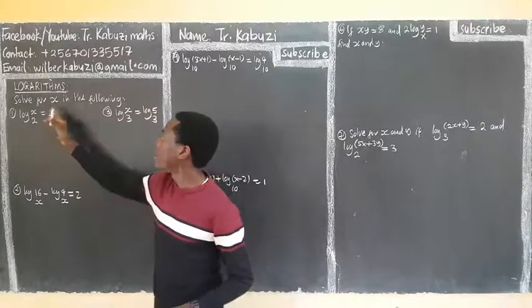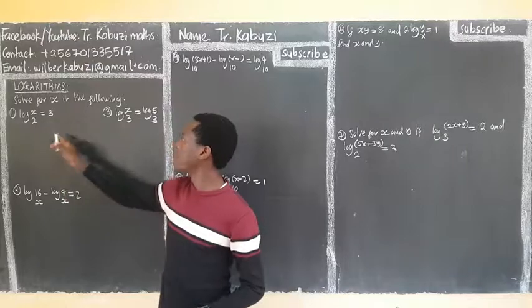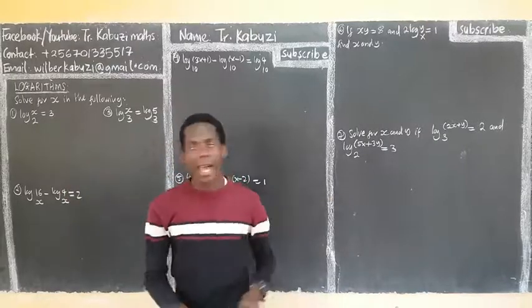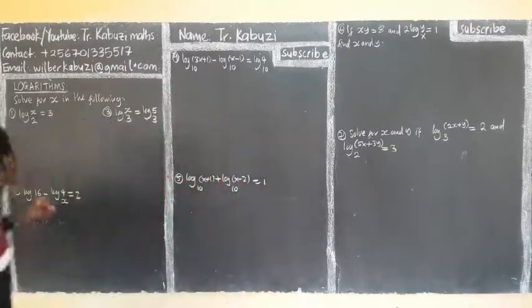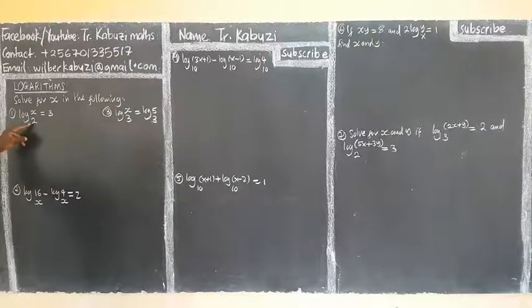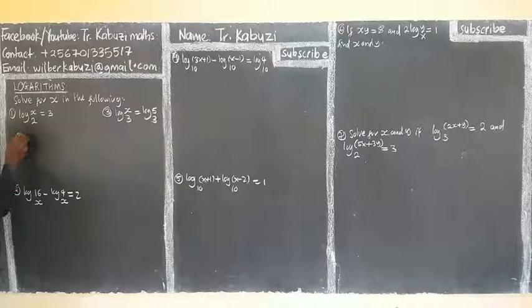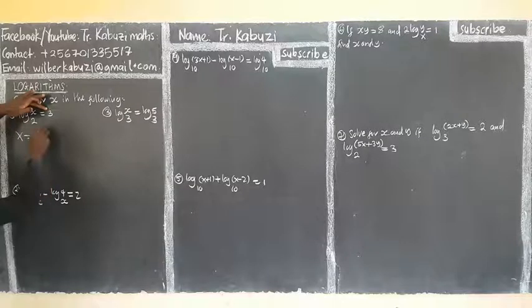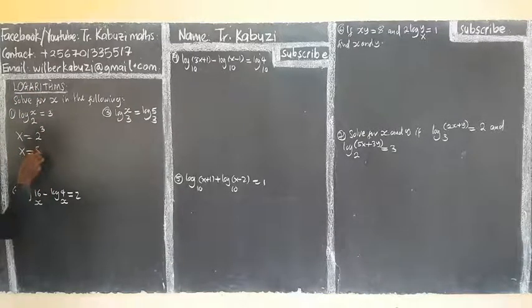Okay, so solve for x in the following. I give you this, then this, and these others. The property I'm going to apply here is: if we have log of x to base 2 equal to 3, we raise the base to this power. So x will be 2 to the power 3, that is 8.